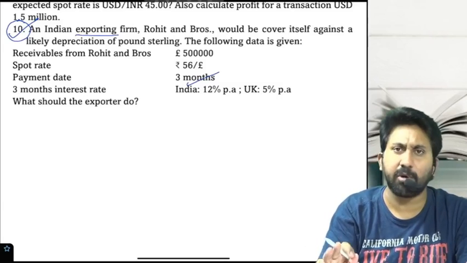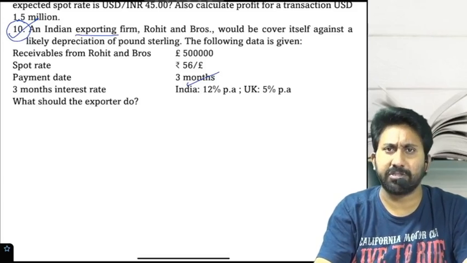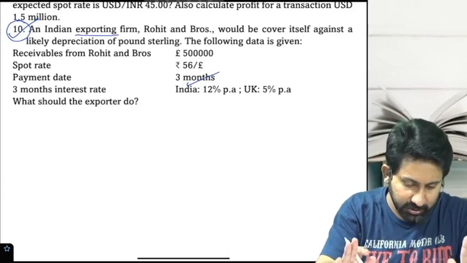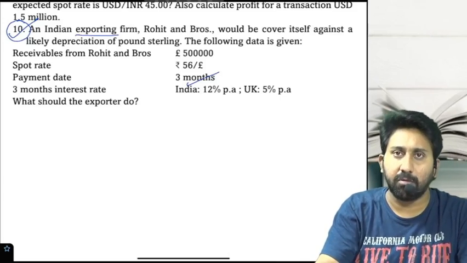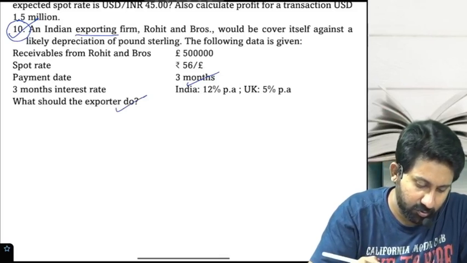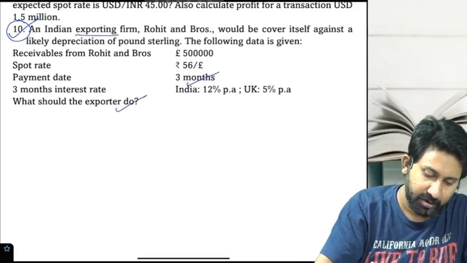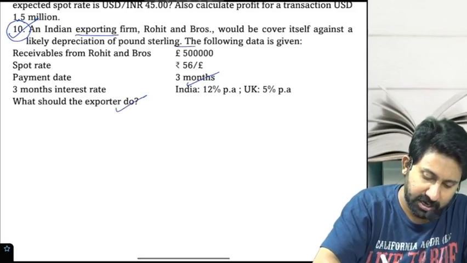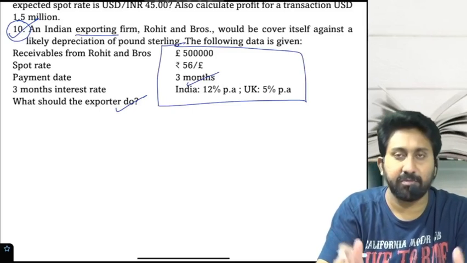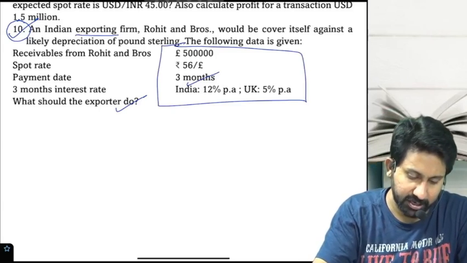In order to cover this risk, they are now entering the market. So they will obviously have two options. One, they can go for forward hedging. Number two, they can go for money market hedging. Now in this query, we have money market hedging as a base. What would the exporter do? See here. First we need to understand how the exporter is going to use this information for money market hedging.